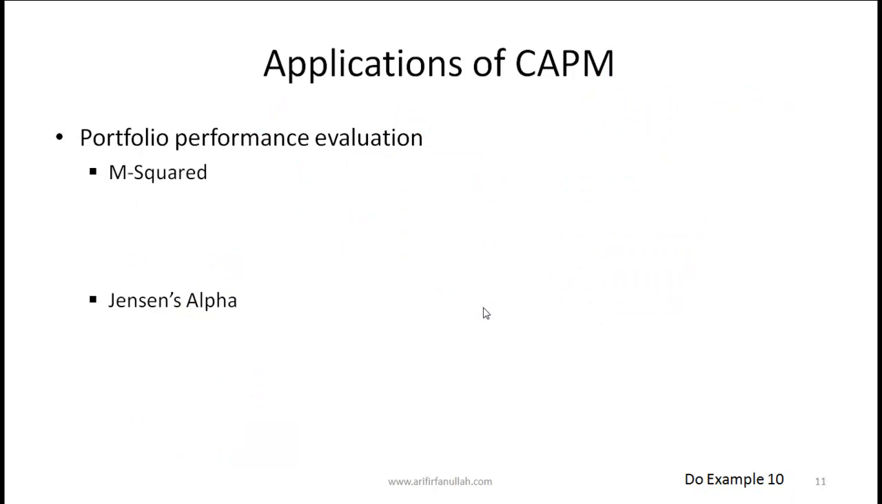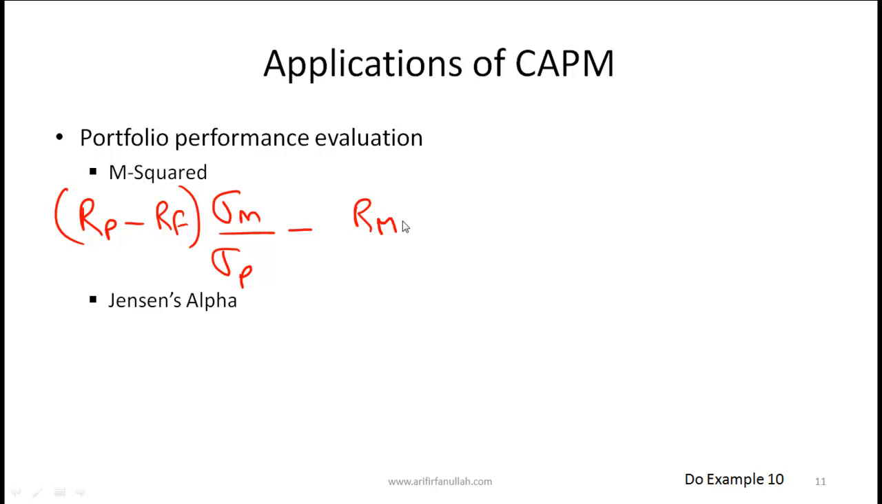Now let's go over 2 more ratios which might seem a little complicated. I don't want you to get hung up over them, just understand what the formula is and how to interpret the formula. So the M squared ratio is equal to the return on a portfolio minus the risk-free rate, multiplied by the standard deviation of the market divided by the standard deviation of the portfolio, minus the market risk premium, which is RM minus the risk-free rate.